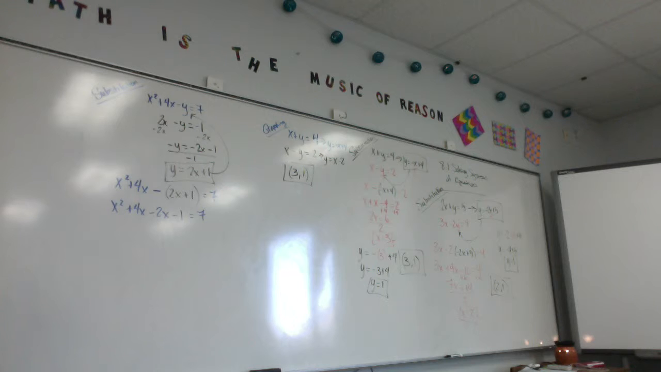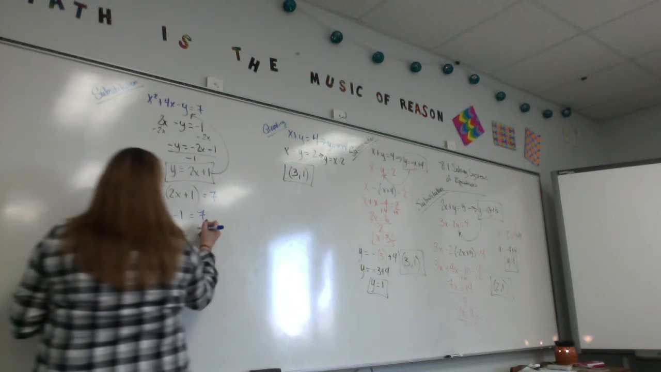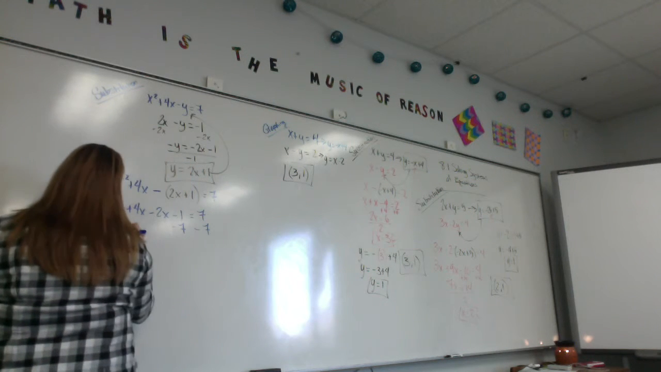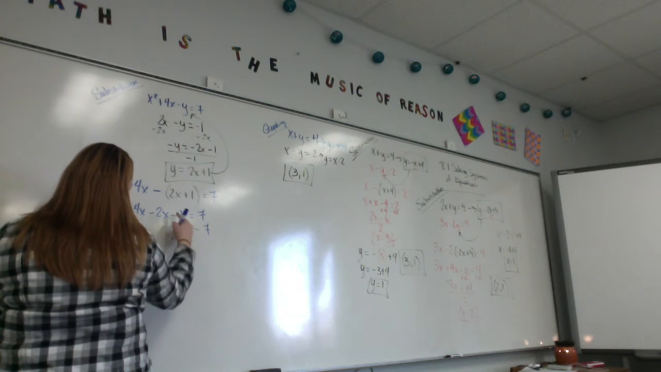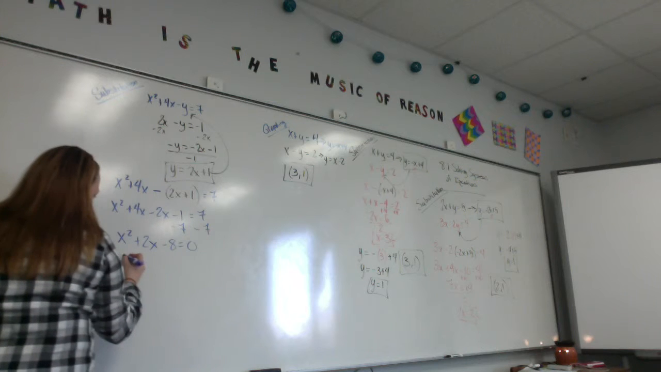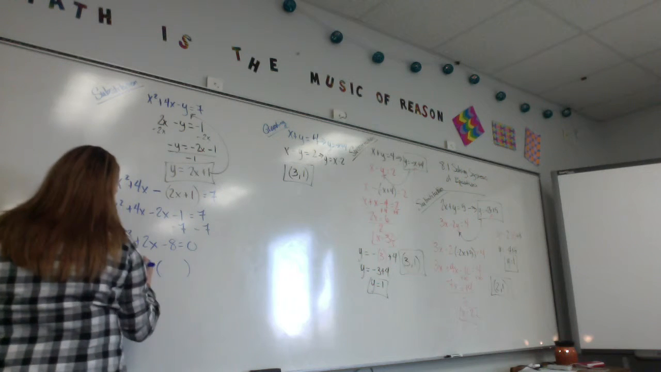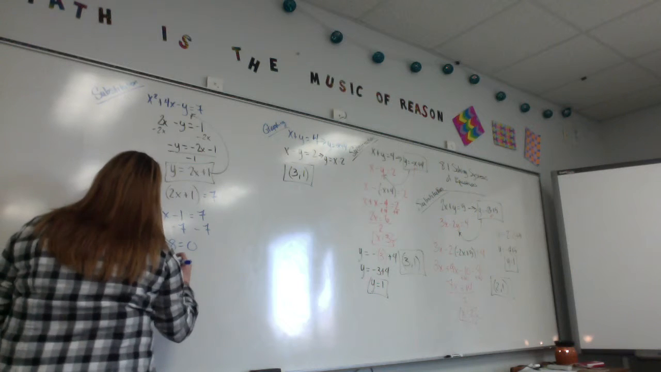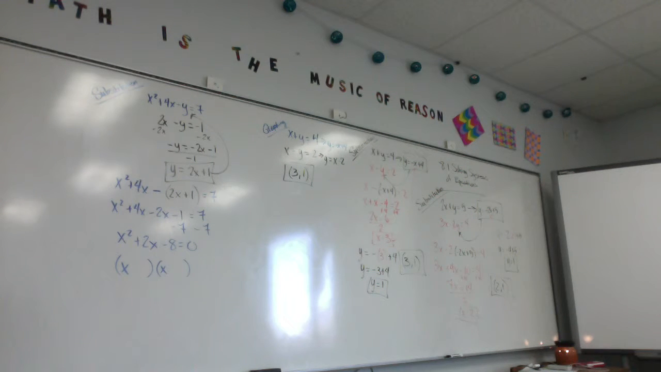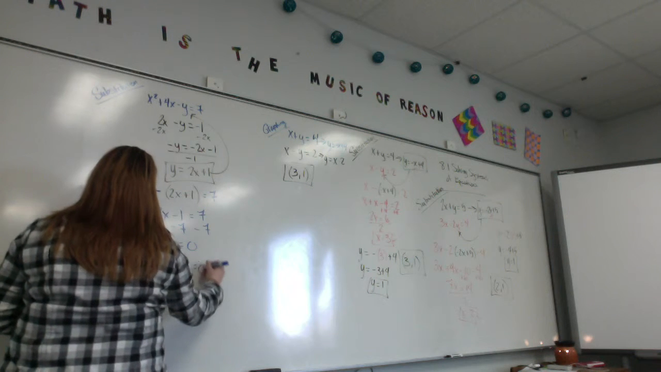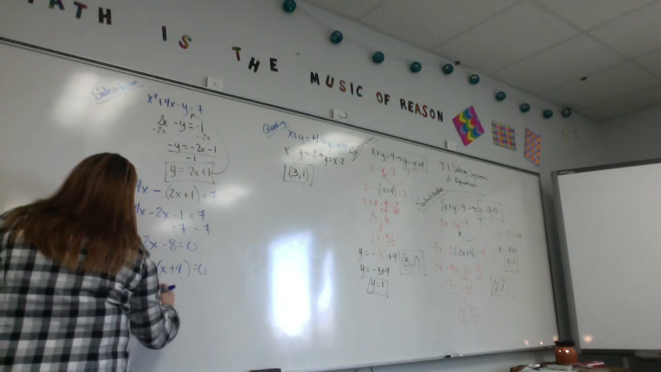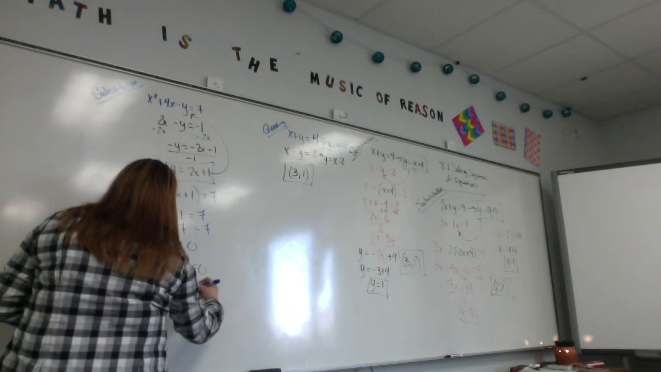We're going to combine like terms and get everything set equal to 0 so I can factor. You're going to have to factor on this one. So I'm going to subtract 7 from both sides so that I have x squared, and then 4x and negative 2x gives me positive 2x, and then negative 8 equals 0. From here, I have to factor. What multiplies to give me negative 8 and adds to give me positive 2? Negative 2, 4. Yes, negative 2 and positive 4. x minus 2, x plus 4 equals 0. So x equals 2 or x equals negative 4.